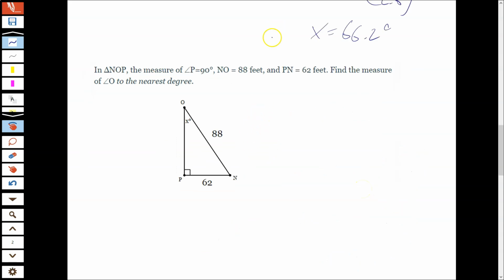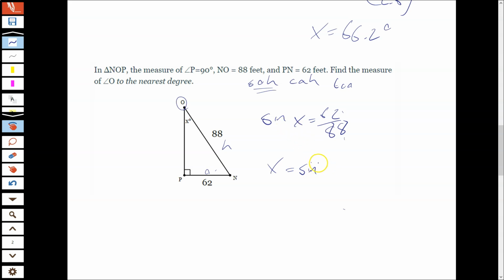Okay. Last question. We have triangle NAP. We're trying to find x, or the measure of angle O. Here you could probably guess, because we haven't done one yet, this is a sine problem. So we're going to use sine of x, because SOHCAHTOA, we have the opposite side and the hypotenuse. What that gets us is 62 over 88, opposite over hypotenuse. And then we're going to take sine inverse of both sides.